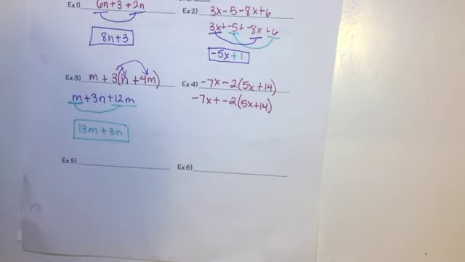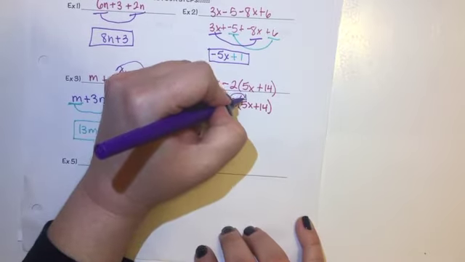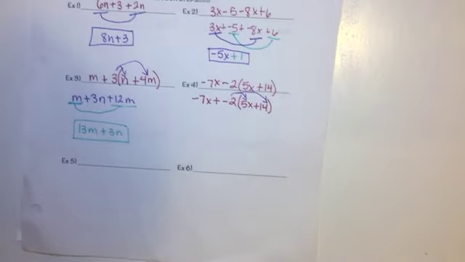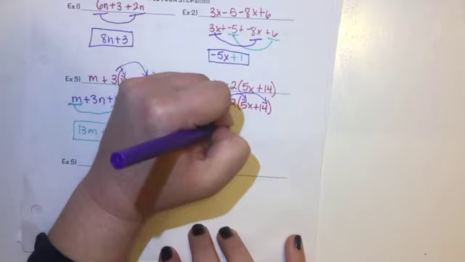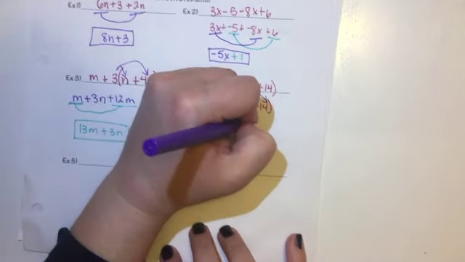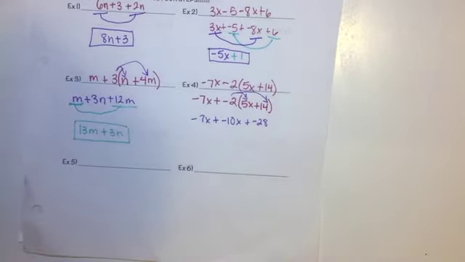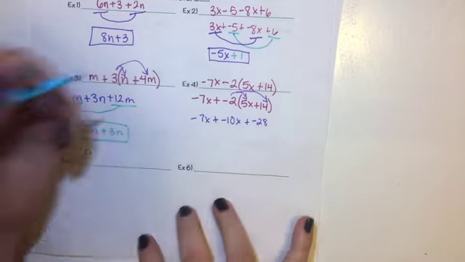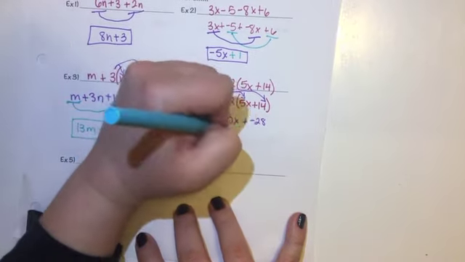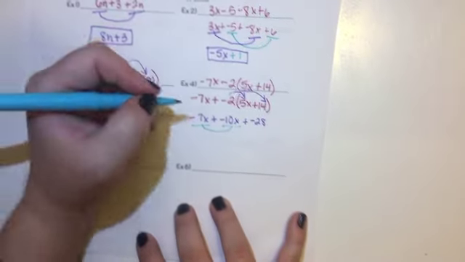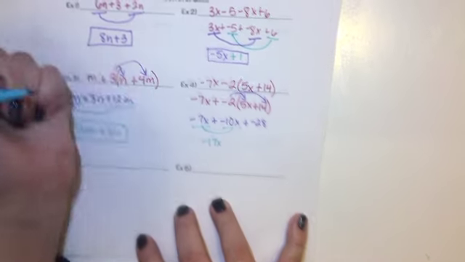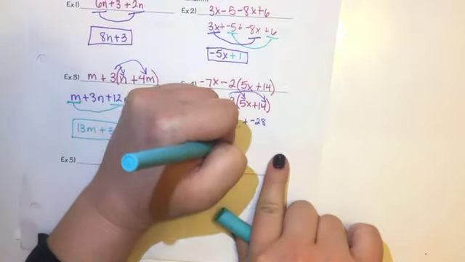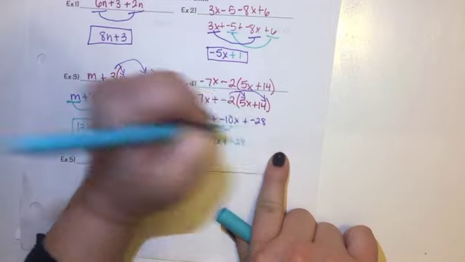So I added the opposite here. Now I can go ahead and distribute negative 2 to everything inside of the parentheses, which leaves me with negative 7x plus negative 10x plus negative 28. Now I can go ahead and combine my like terms. Negative 7x and negative 10x are like terms. Negative 7 plus negative 10 is negative 17x. And then I've got my constant still of plus negative 28.